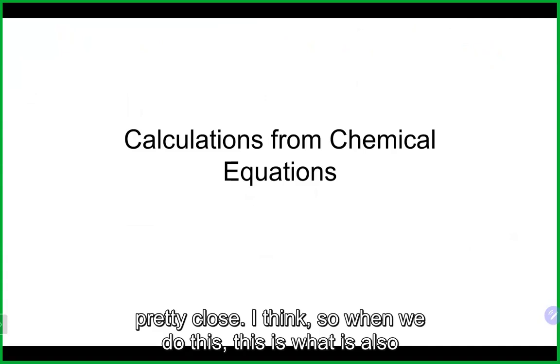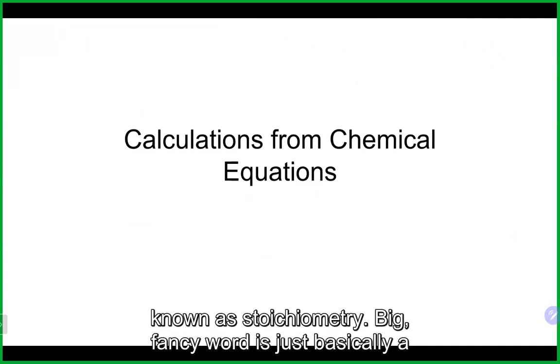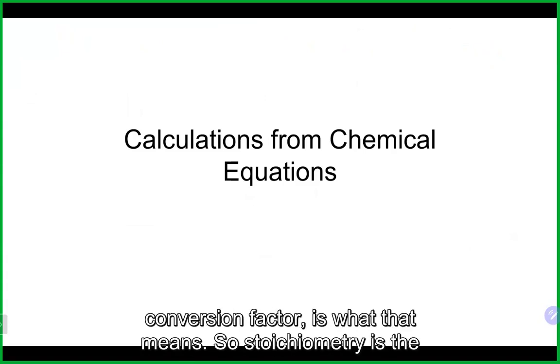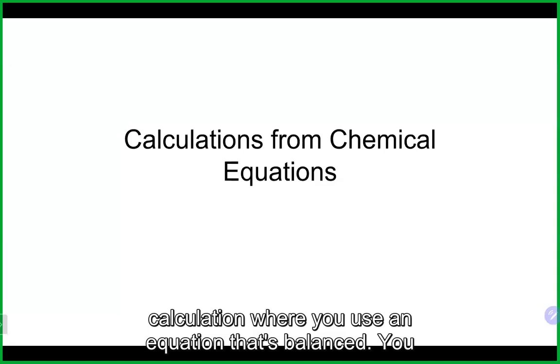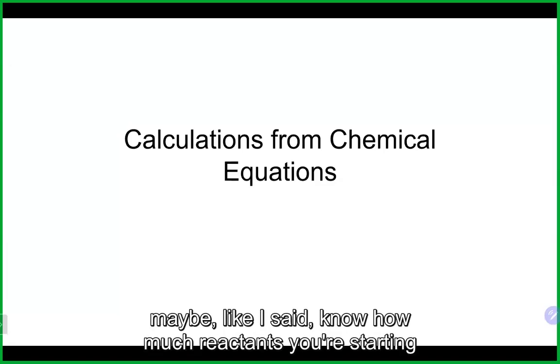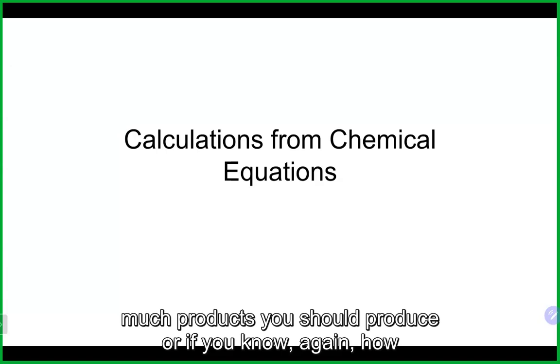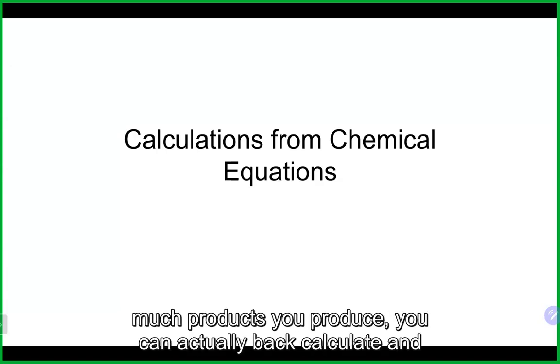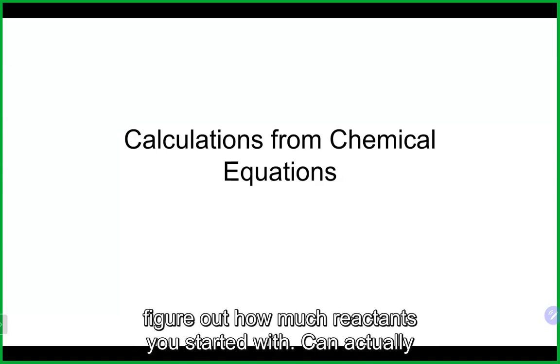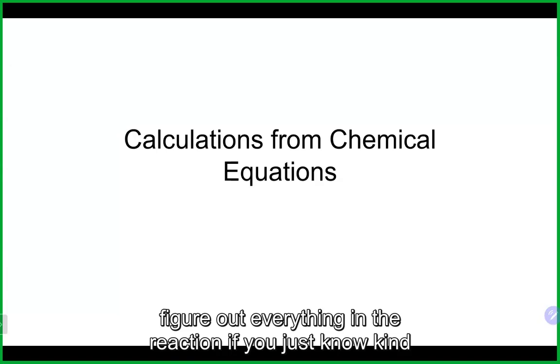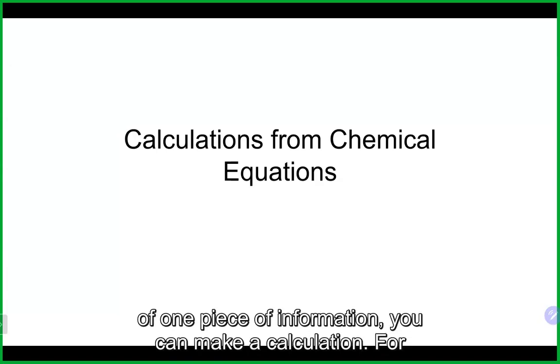So when we do this, this is what is also known as stoichiometry. Big fancy word. It's just basically a conversion factor is what that means. So stoichiometry is the calculation where you use an equation that's balanced. You maybe, like I said, know how much reactants you're starting with, and you can do a calculation to figure out how much products you should produce. Or if you know, again, how much products you produce, you can actually back calculate and figure out how much reactants you started with. You can actually figure out everything in the reaction. If you just know one piece of information, you can make a calculation.